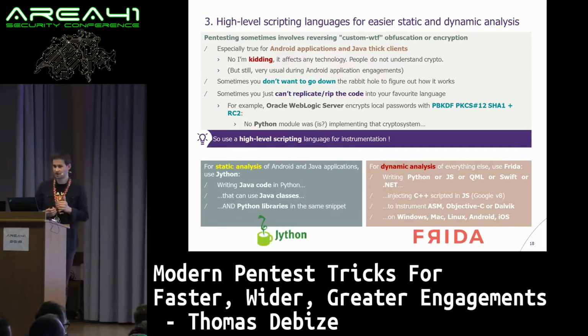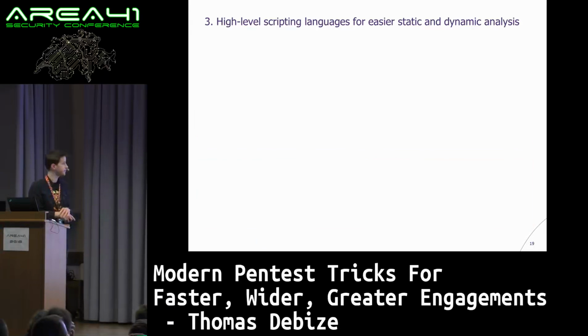Who in this room knows Frida? Oh, again, quite good. So Frida is even better. You write Python, JS, QML, Swift, or .NET code, injecting C++ code in a JS engine to instrument assembly, Objective-C or Dalvik on Windows, Mac, Linux, Android, and iOS. So for dynamic stuff, this is the state-of-the-art tool to use.